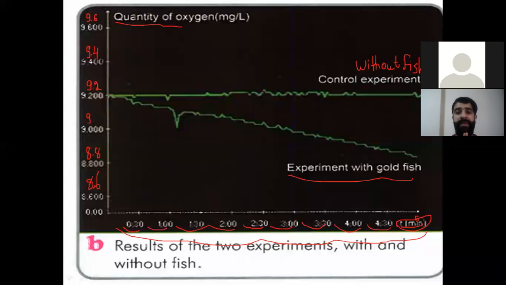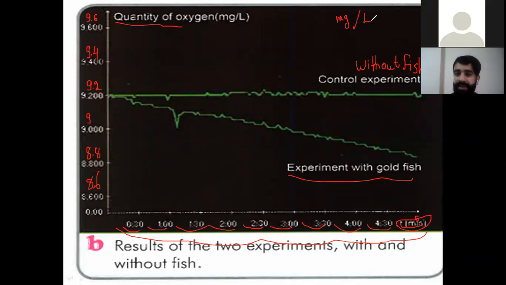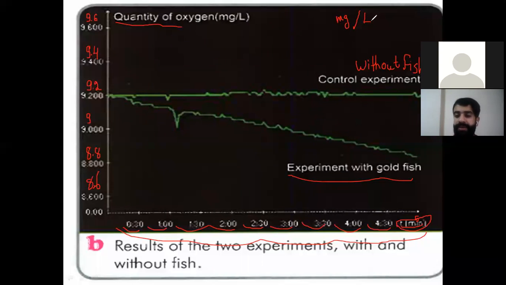In milligram per liter. This is milligram, and this dash is called per liter. Okay? Yes. And the control? No, no, no. I want the title of the graph. Can you give me the title only? I need only the title of the graph.